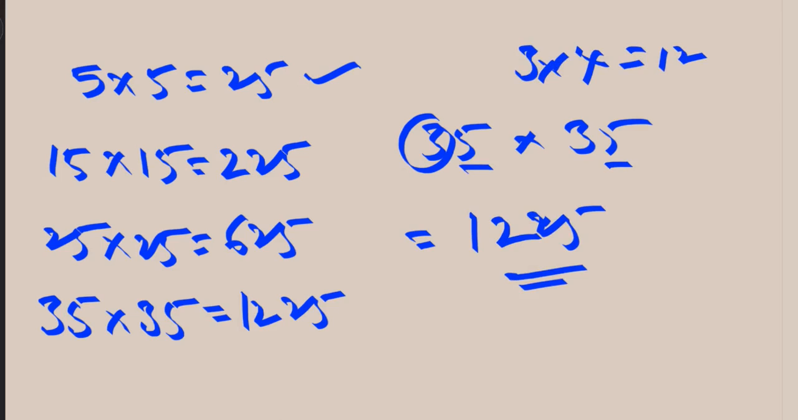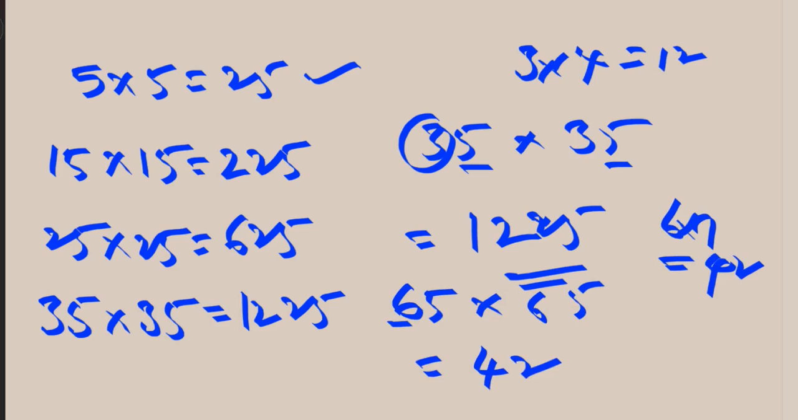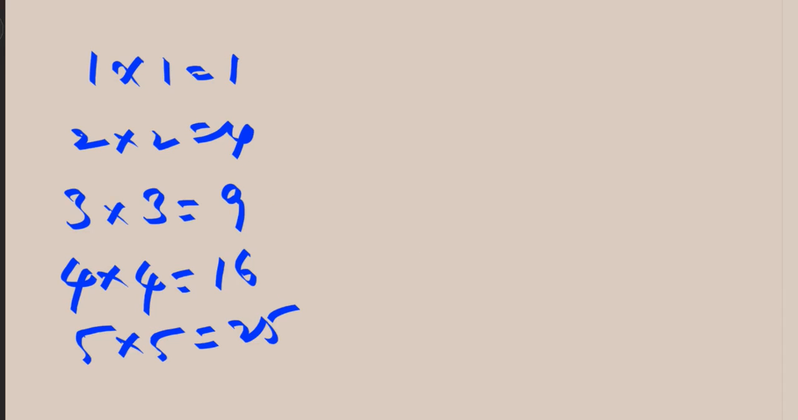In this way we can find any kind of number. For example, 65 65s: 6 and the next number 7, 6 7s are 42. So write 42 here. After that 5 5s are 25, so 4225. A very easy method to find these types of numbers also.